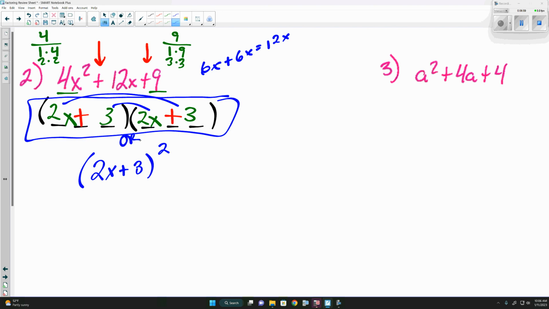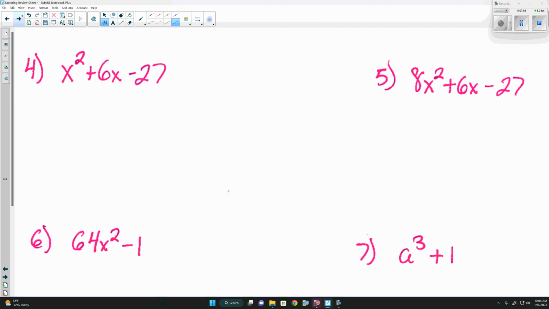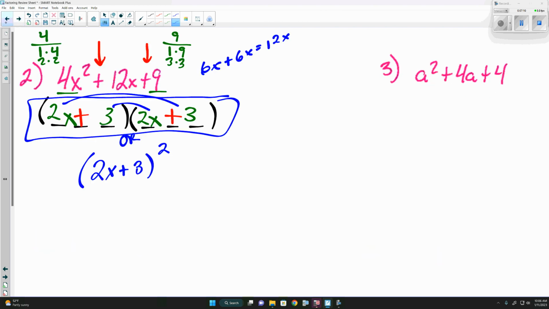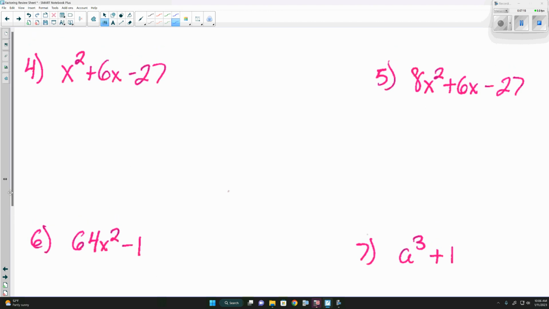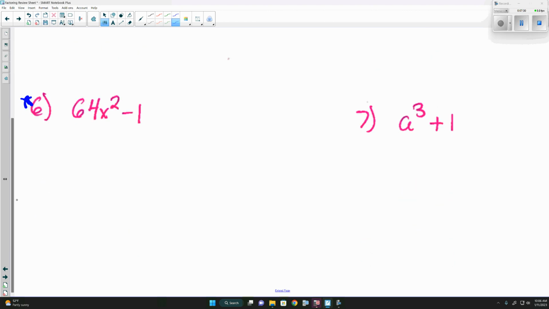Any questions on 2 or 3? So we'll get to number 6 here in a second. Are there questions on 4 or 5 first? Questions on problem number 4 or number 5? So 4 and 5 are really similar to the last one we did. It's just different numbers.